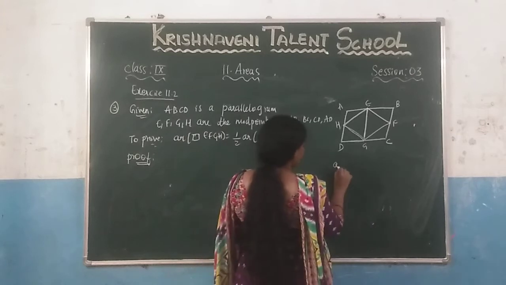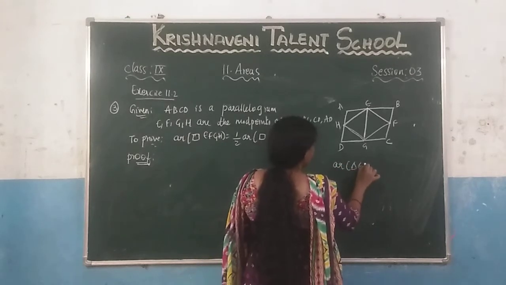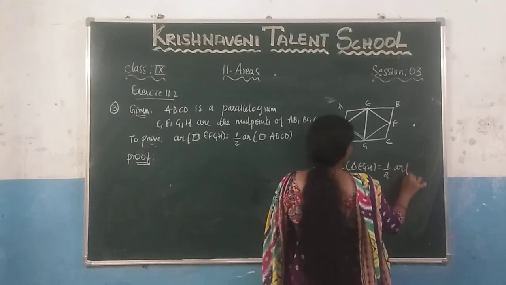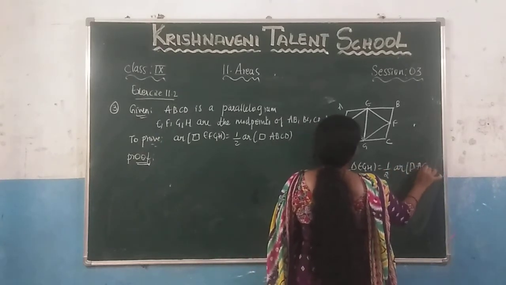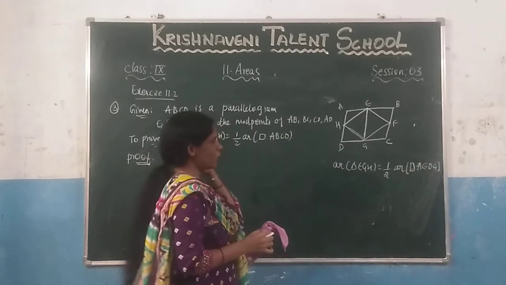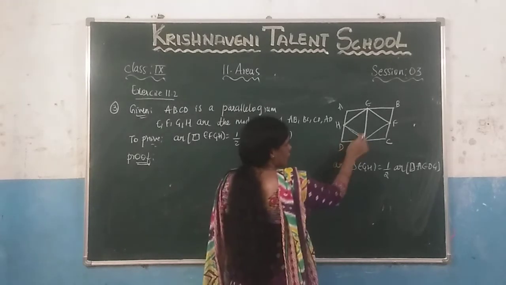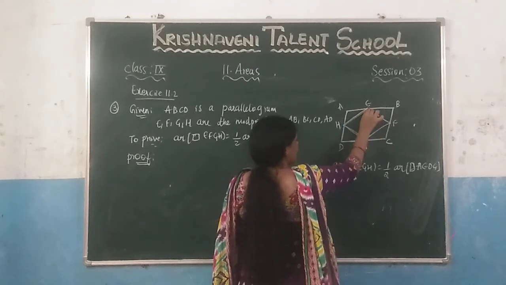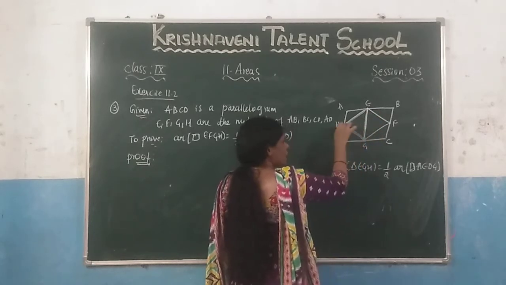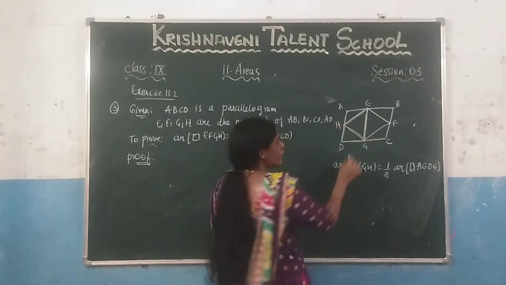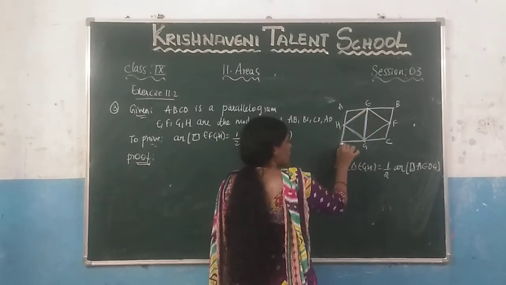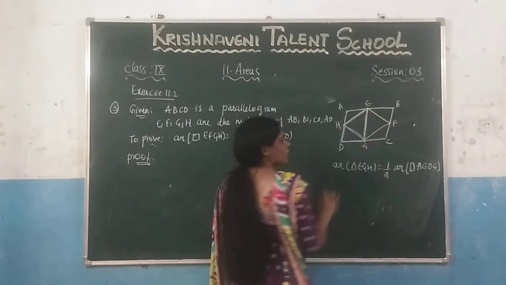The area of the triangle EGH is equal to half times the area of the parallelogram AEDG, right? Because here clearly this triangle is lying on the same base EG and between the same parallels. So we can say that the area of this triangle EFG is equal to half the area of this parallelogram AEDG.